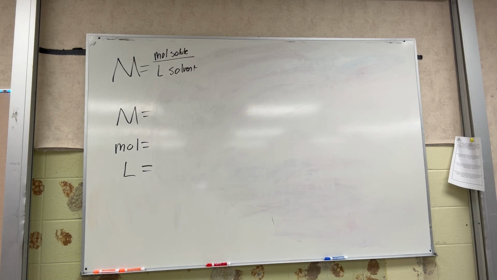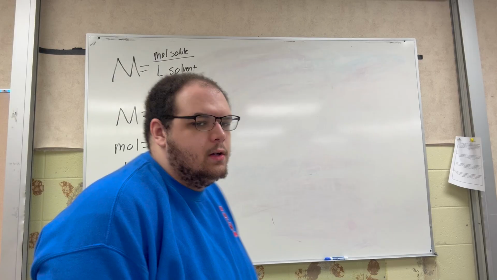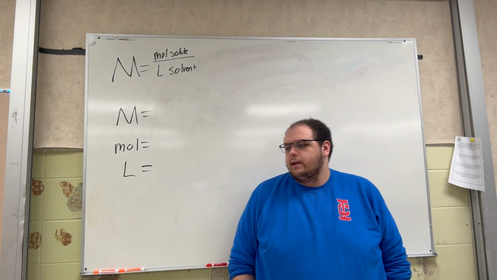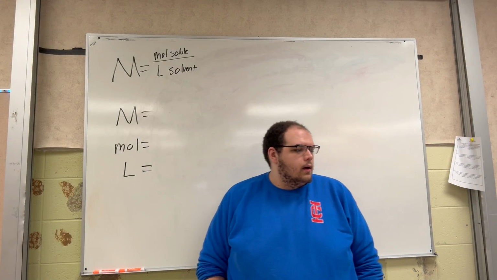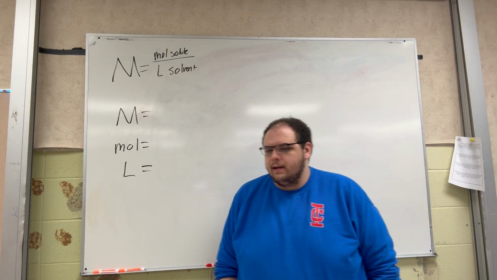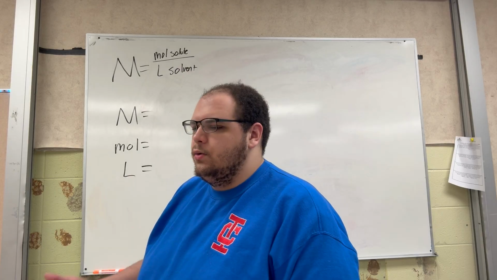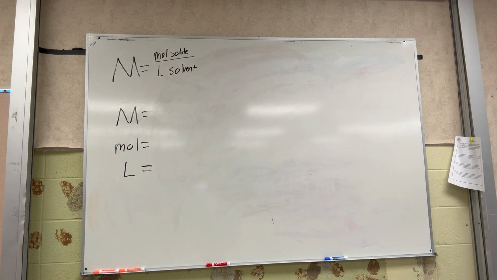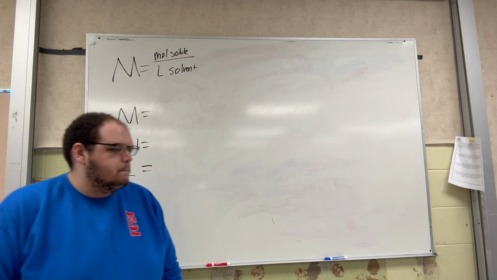But then we need to also define what big M means, because that's something you guys haven't seen yet. Big M stands for a new unit called molar, kind of like your molars in your mouth. MOLAR is what big M stands for. Molar is the unit for concentration or molarity. Concentration and molarity are the same thing. They're just two different names for the same thing.